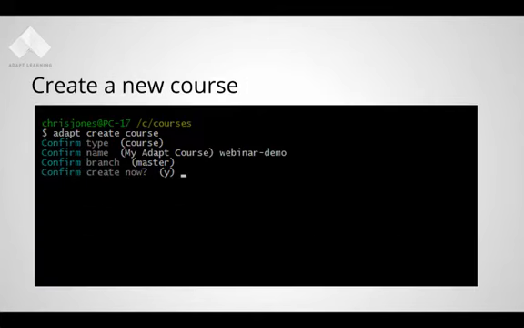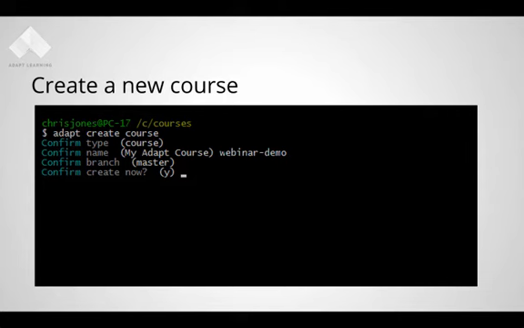So the first thing you can do is create a course, and you can do this from your command line using the adapt create course command. By typing in adapt create course at your command line tools, it'll prompt you for the type that you'd like to create. Currently course is the only option supported. It'll ask you for a name, so you can give it a name. The default will be my adapt course. You can call it whatever you want.